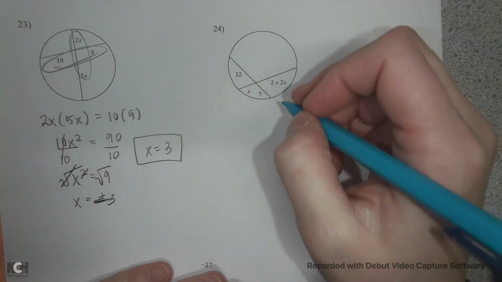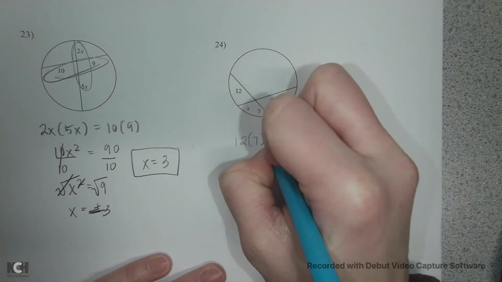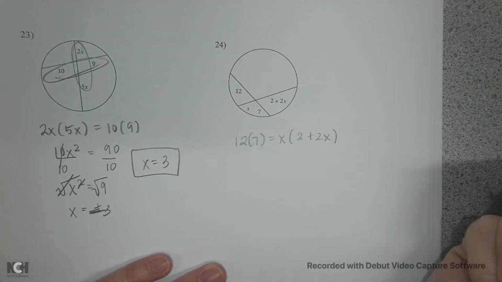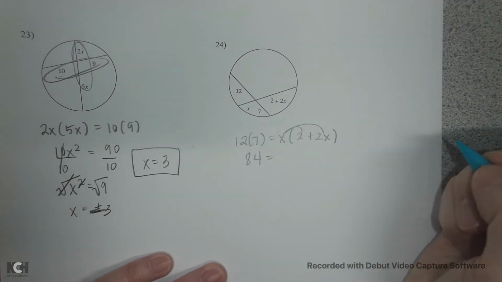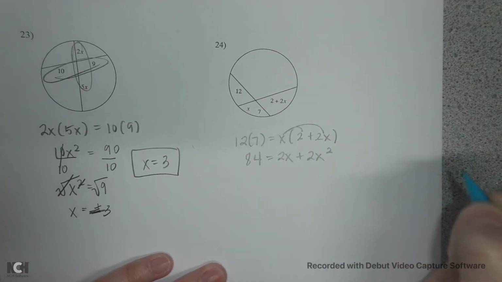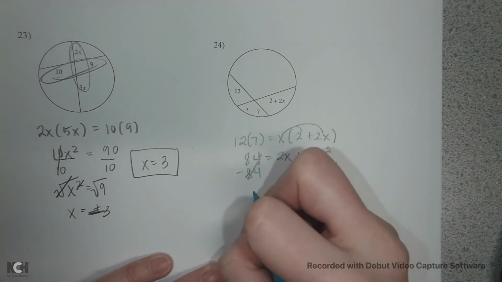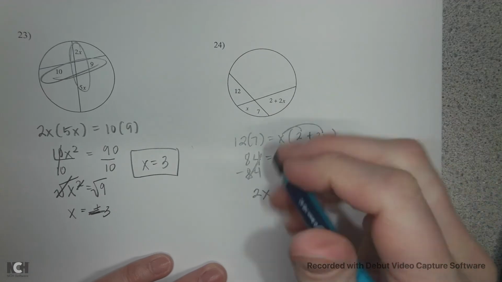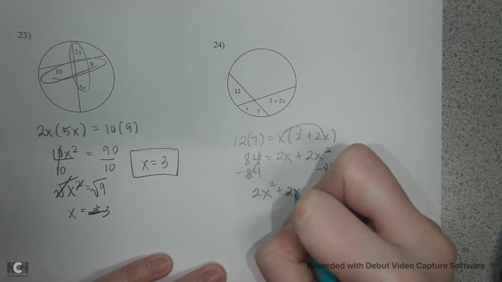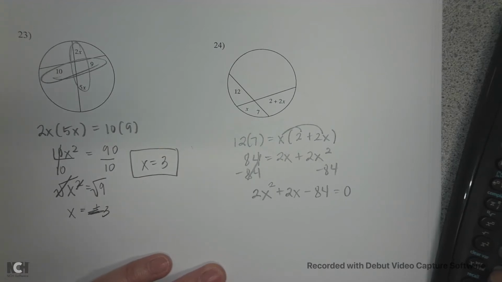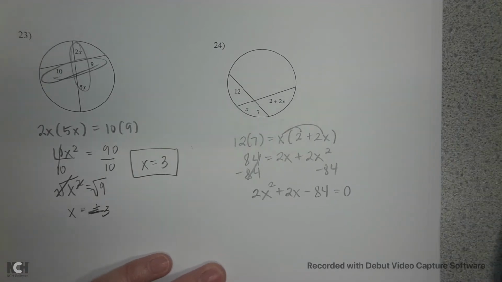Okay, let's do 24. So we have 12 times 7 is equal to x times 2 plus 2x. 12 times 7 is 84. And then we have to distribute: 2x plus 2x squared minus 84. We could use quadratic: 2x squared plus 2x minus 84 equals 0. We could divide everything by 2 if we wanted to. Negative 84 divided by 2 is negative 42.